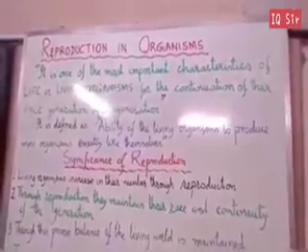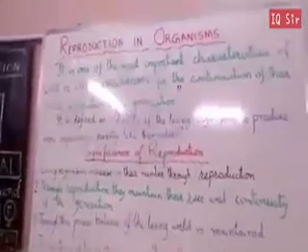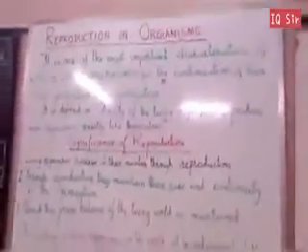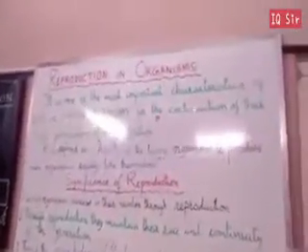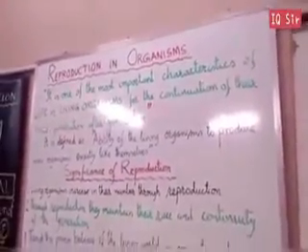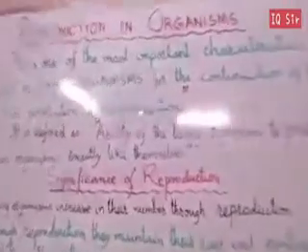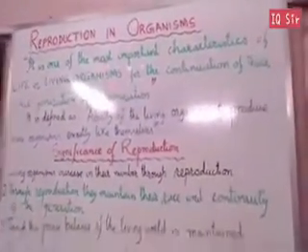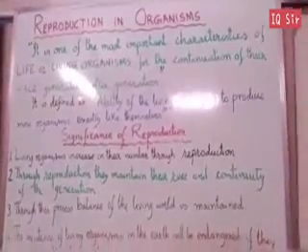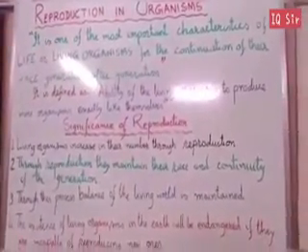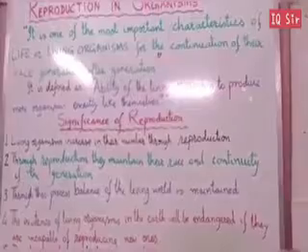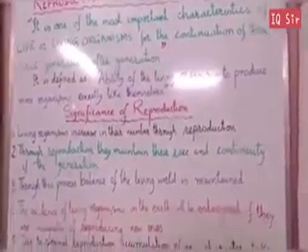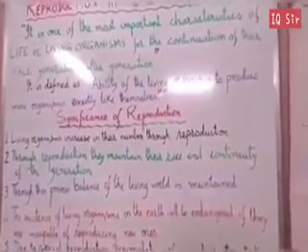All these activities the organism does for its own sake. But reproduction is an activity they do for the continuation of the race, generation after generation. That's why it is called most important.